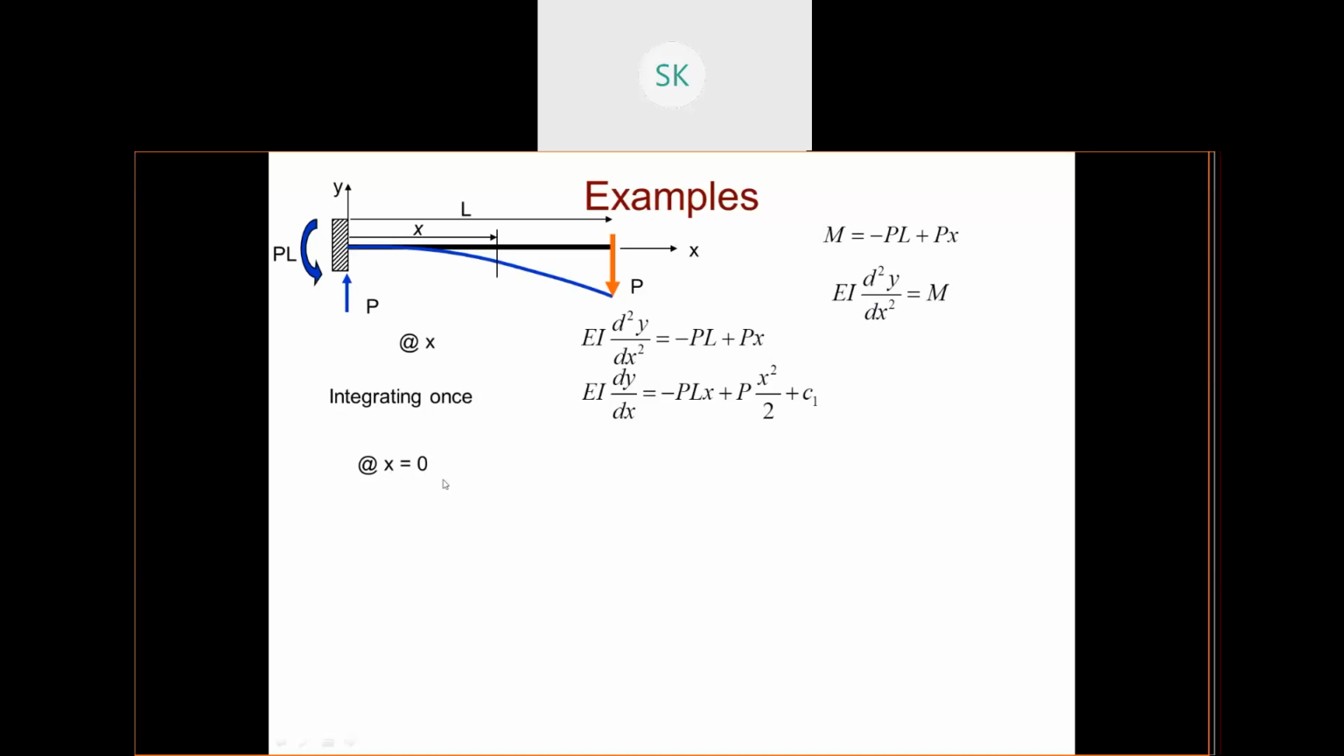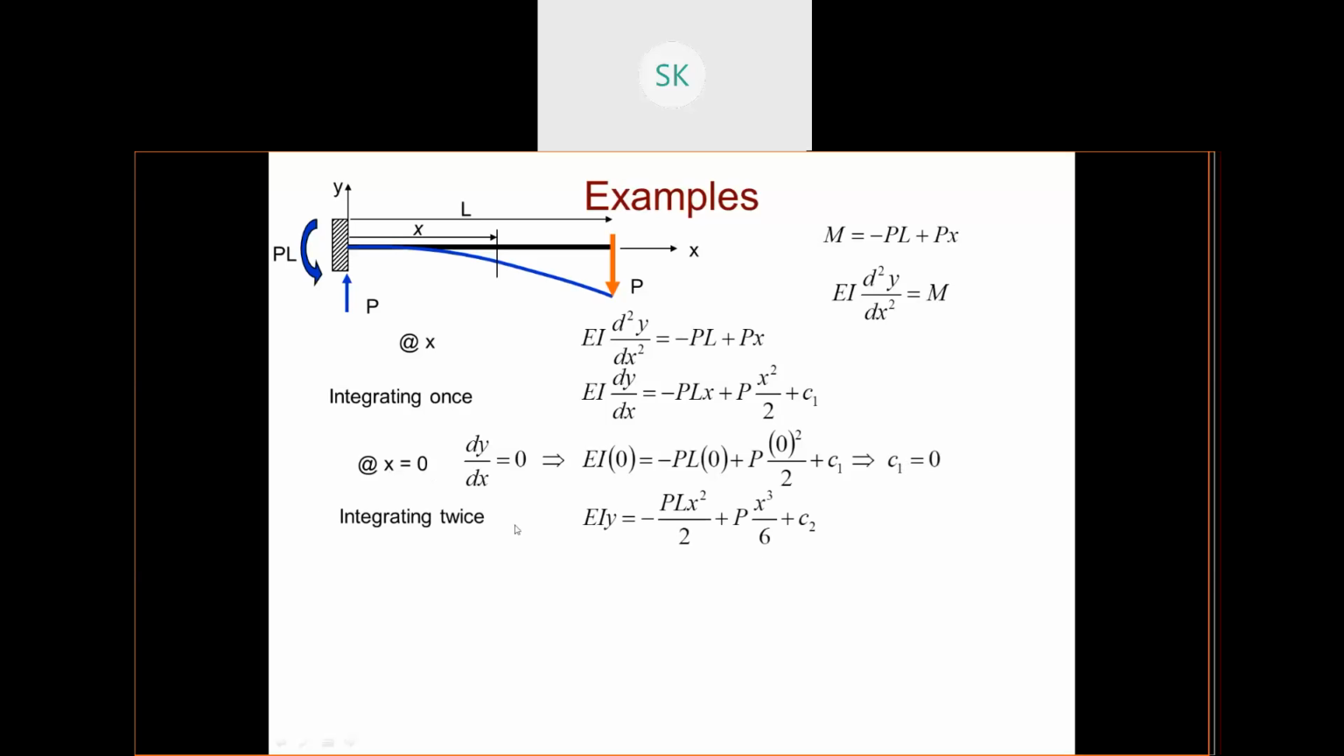Now consider x equals 0 and x equals L. At x equals 0, your dy/dx is 0, so you'll get C1 equals 0. This is the equation I got. I have integrated this one and got C1 as a constant. Now I need to find the C1 value at x equals 0. So at x equals 0, my C1 is 0, and I have to place this C1 in this equation.